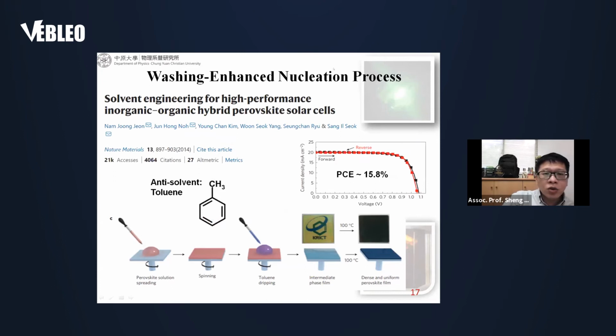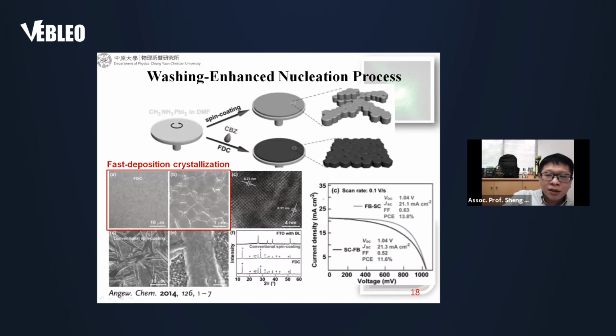And we also can use the washing enhanced nucleation process. During this spin coating process, the anti-solvent can be used to form a good surface morphology, then achieve a high efficiency. Here, the anti-solvent is toluene. In the same month, another research group also proposed such a method. They use chlorobenzene during the spin coating process. They also can achieve a high efficiency.